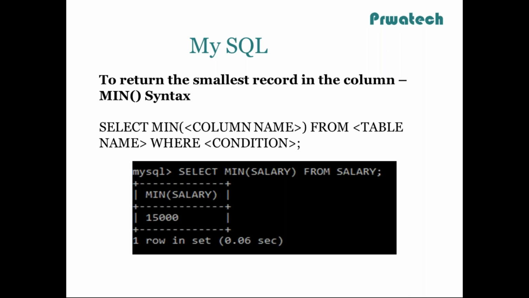Here, as you can see in the screenshot, we have written select minimum of salary, which is the name of the column, from the table name salary. Here salary is the column name, and salary here is the table name. Please do not get confused between these two. When we have written this command followed by a semicolon, we hit the enter button. So we have got the result 15,000. So 15,000 is the minimum value of salary in that particular table.